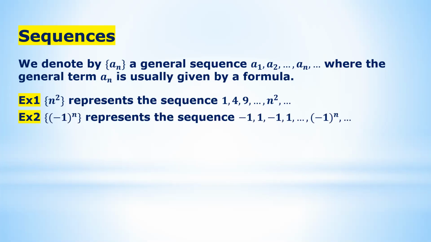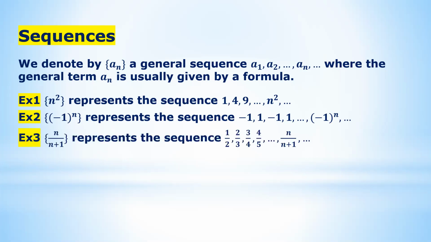When you talk about sequences, you can have all different kinds of sequences. Here I'm choosing some typical sequences to show you. The second sequence is (-1) to the power n, which represents the real numbers -1, 1, -1, alternating in this way. Number 3 is a sequence given by a fraction, n over n plus 1, which represents 1/2, 2/3, 3/4, and so on.